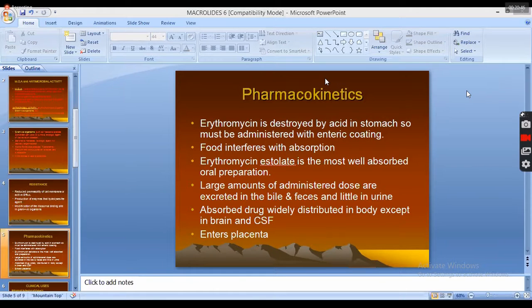Now erythromycin is available in two or three forms: erythromycin estolate, succinate, and stearate. Estolate is the most well absorbed, but it is the form that causes the most symptoms. So it is usually administered to the patient in the stearate or the succinate form, because we need to see the patient's compliance as well.